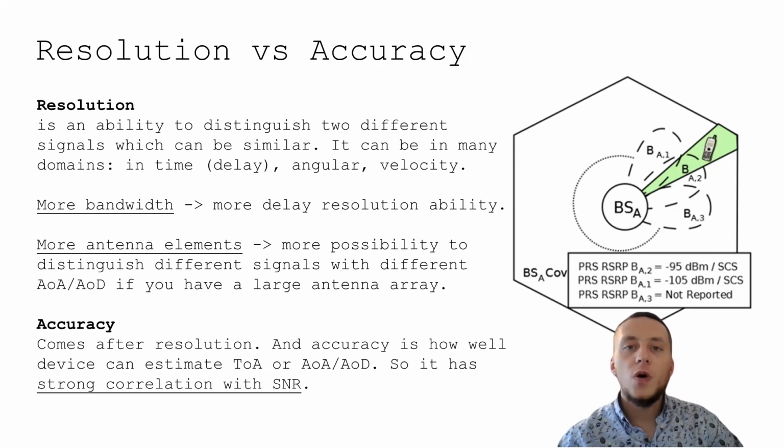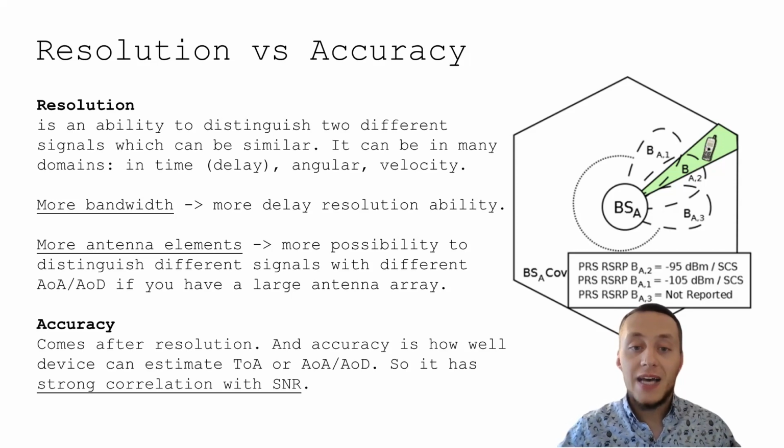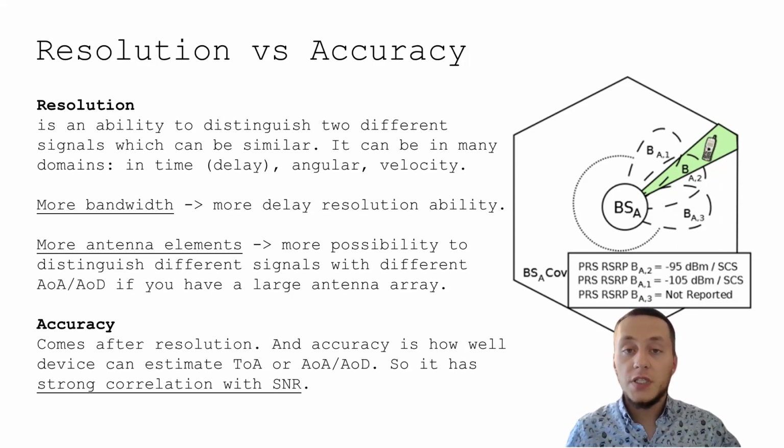So now let's figure out what's the difference between resolution and accuracy. Well, resolution is the ability to separate, to receive in a proper way, two signals which can be very similar. It can be in many domains: in the time domain, in frequency, in the angular domain. And we know that 5G uses large bandwidth, which is very good for resolution purposes, and multiple antenna arrays, which are also very good for resolution purposes, because they give us the ability to analyze the signal in the time domain, to analyze how each copy of the signal has different delays or different angles of arrival. So this is very good.